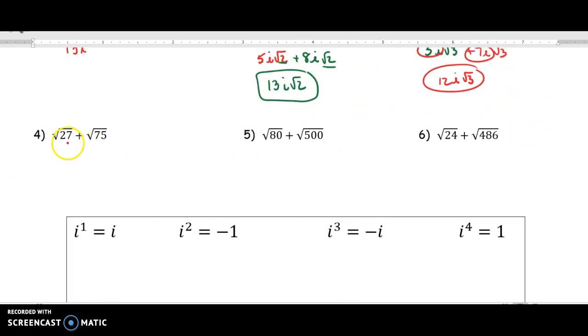So here, root 27 simplifies to root 9 times root 3, so you get 3 root 3. Then root 75 becomes root 25 times root 3, which is going to give you 5 root 3. Are these like radicals? Yes. So we can combine them to get 8 root 3.